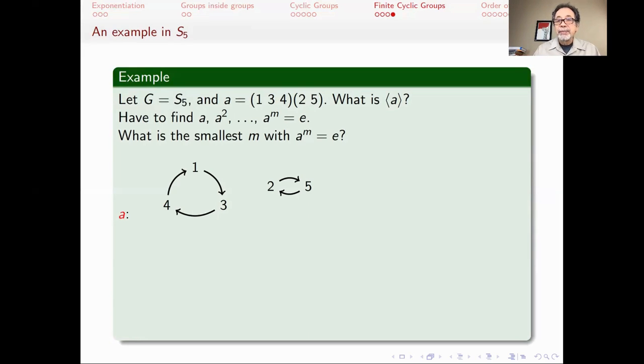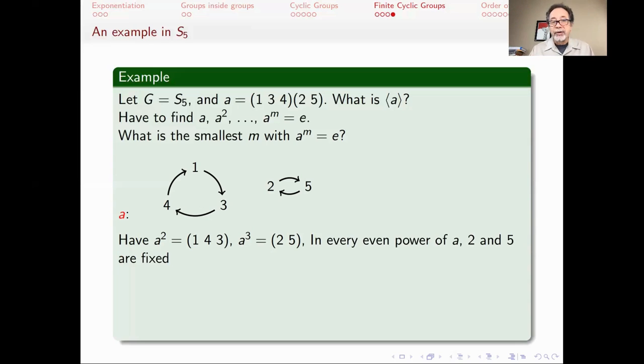What happens when I take powers? If I do a squared, then 1 ends up going to 4, 4 goes to 3 and 3 goes to 1. 2 and 5 were switched. If you switch them again, you have identity. 2 is fixed and 5 is fixed. So a squared is going to be (1, 4, 3). And a cubed, the 3 cycle is going to become identity, but 2, 5, if you do the switch 3 times, 2 of them cancel each other out, but the third one stays, and so you're left with (2, 5).